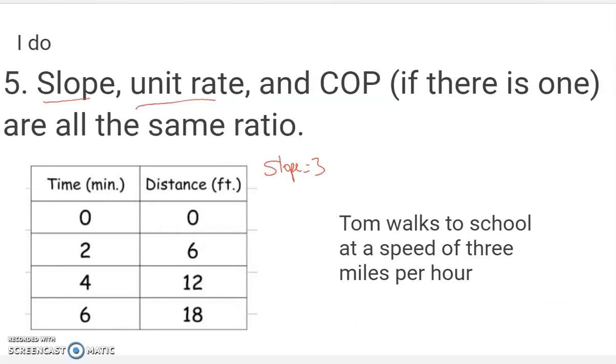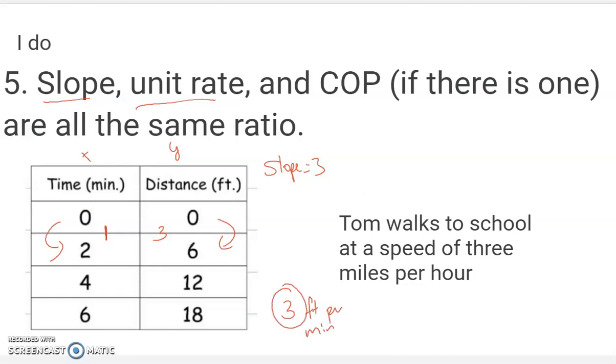All right, let's calculate unit rate. How many feet per minute? Per 1 minute. That's my x and my y. Right, so I want to know in 1 minute. Well, if in 2 minutes, whatever this is, goes 6 feet, then in 1 minute, it would go 3 feet. 3 feet per minute.